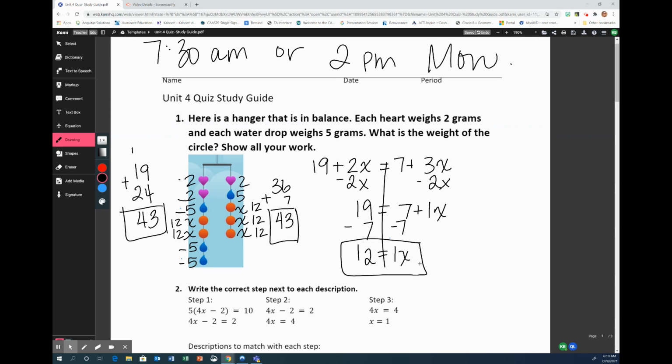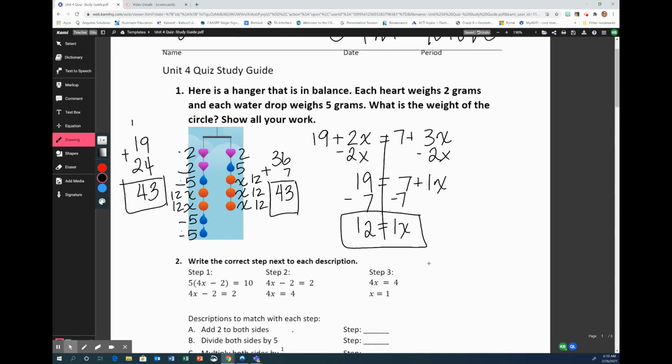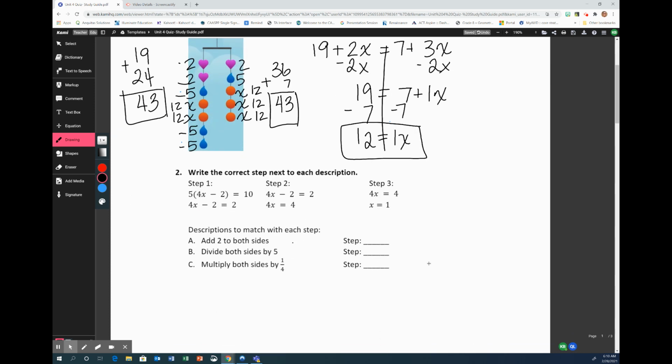All right, next problem. Write the correct step next to each description. Step 1: there are parentheses and something on the outside of the parentheses. There are 2 ways to get rid of parentheses: either divide or distribute. In this case, distributing didn't happen because the numbers didn't get multiplied by 5. So it had to be divided by 5, and I can test that by double checking 10 divided by 5 equals 2. So divide by 5 goes with step 1.